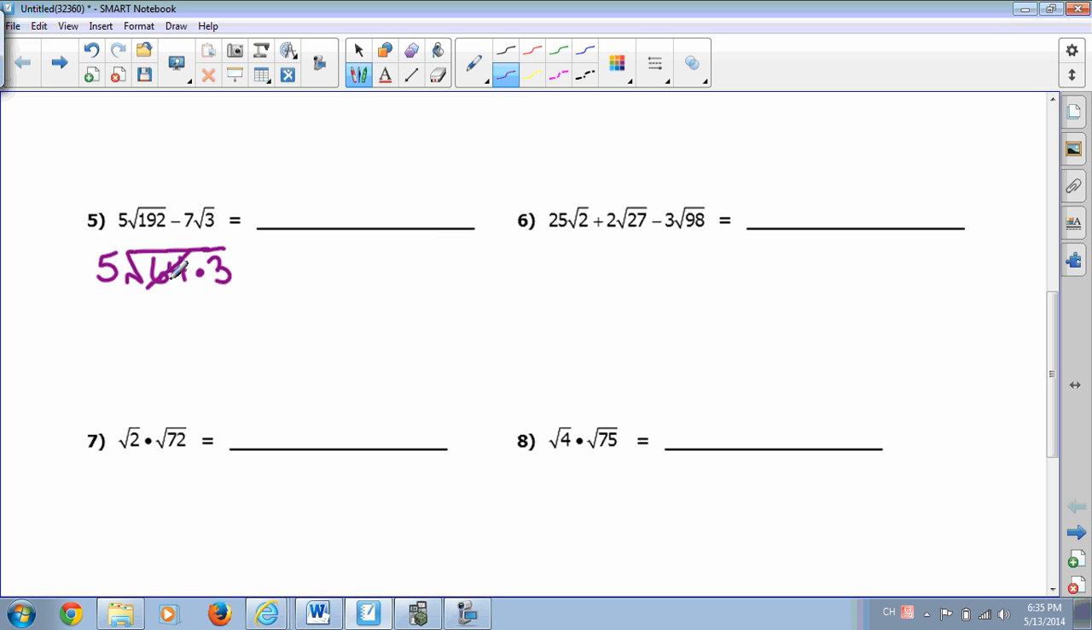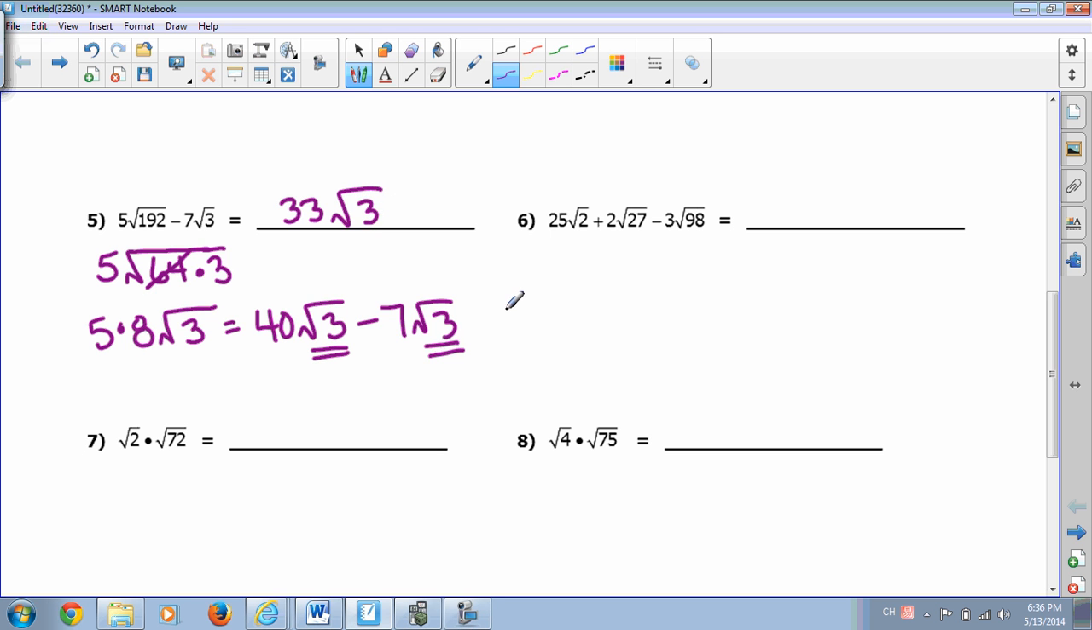So now that you've taken the square root of 64 as 8, you bring it outside the radical with the 5. And remember, once you bring it outside with the 5, you have to multiply them together. So 5 times 8 is 40 square root of 3. Now that we've simplified 5 square root of 192 to 40 square root of 3, you can subtract 7 square root of 3 from the 40 square root of 3 because they both have square root of 3. You just subtract the 40 minus the 7, and you get 33 square root of 3.